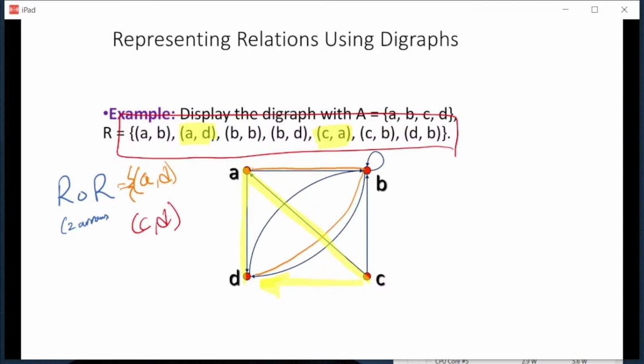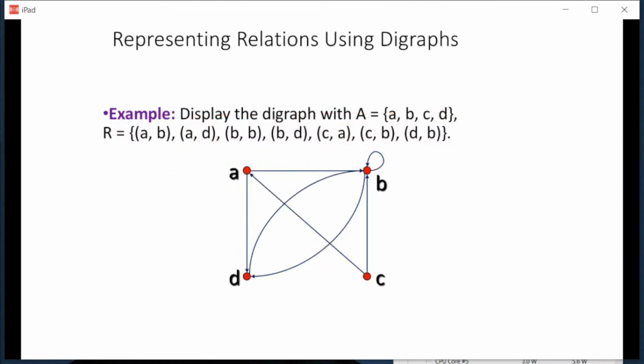Let me erase all this. Let me see if I can find one that has a 2. Oh yeah, CD. C to D is going to have a 2 for this, if I were to write the matrix representation and then actually do the multiplying, like compose the relation with itself. So does anyone see why CD would have a 2 instead of a 1?